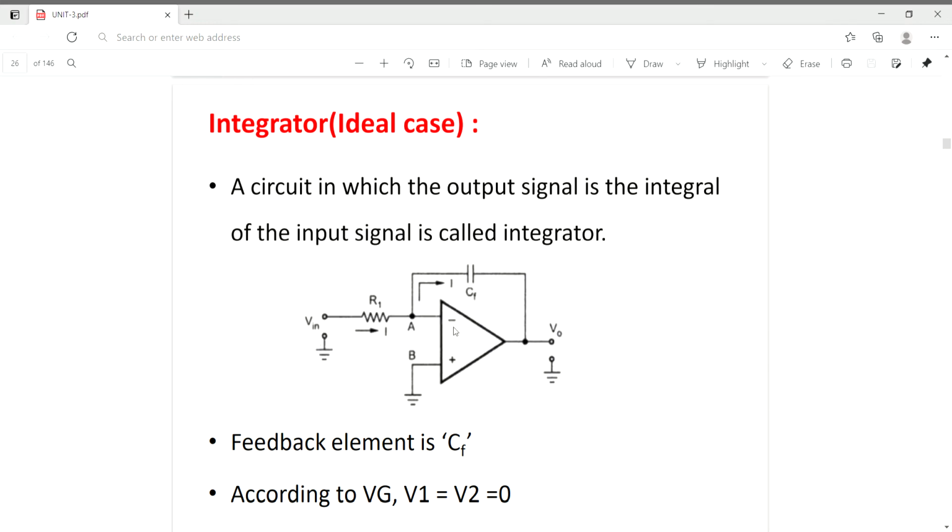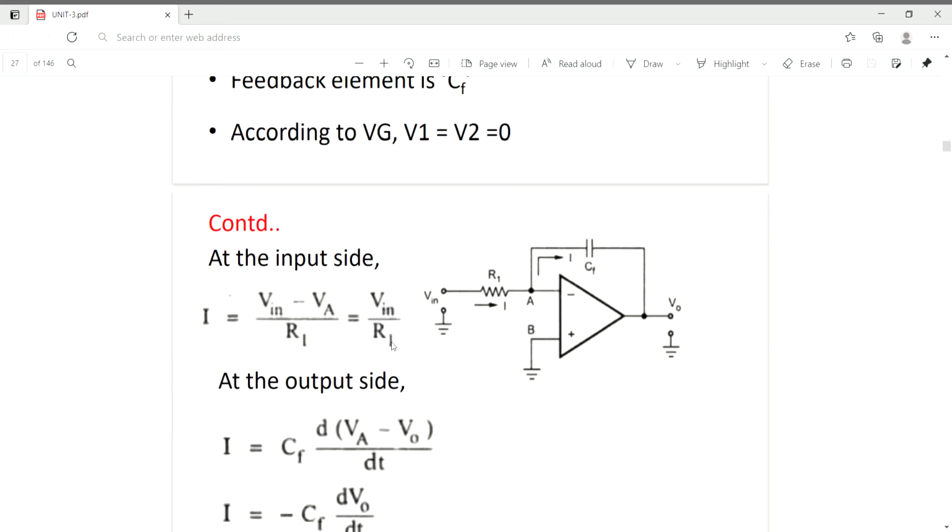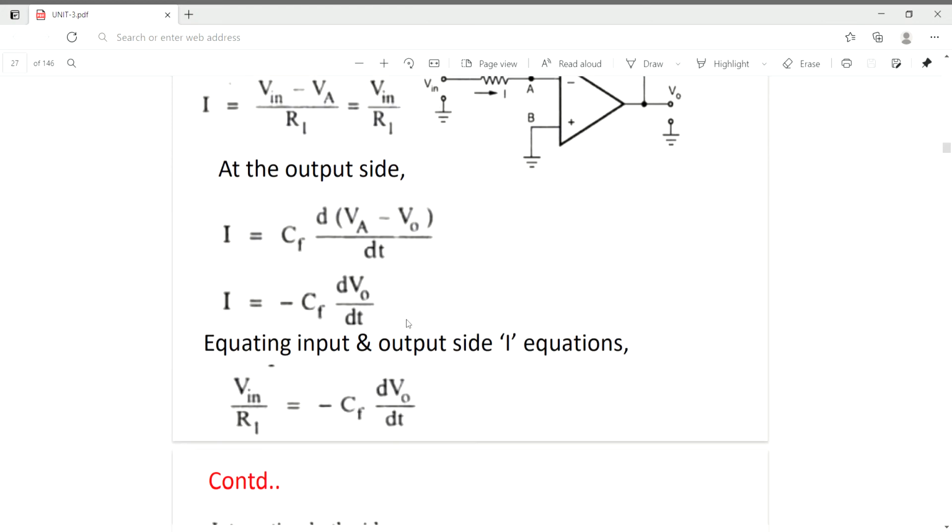and point A is connected to the inverting terminal and B is connected to the non-inverting terminal and to the ground. The feedback element is CF, and the output will be V0, and the resistance in the input is given as R1 and the current through it is given as I. So here I is equal to (Vin minus VA) by R1, and VA is at virtual ground, so I will become Vin by R1.